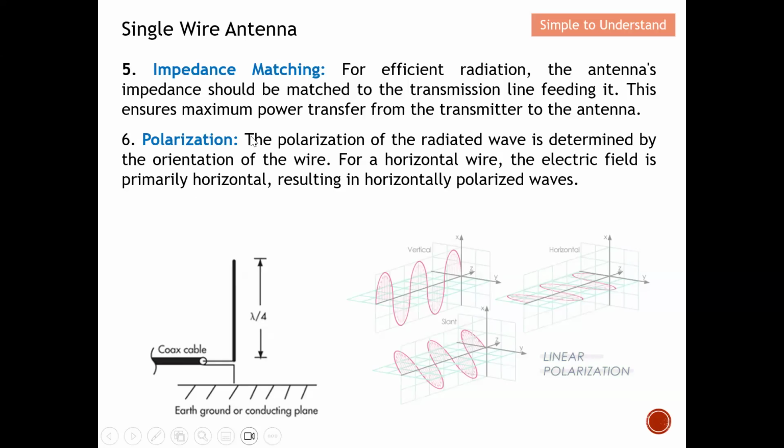Next, on the polarization: the polarization of the radiated wave is determined by the orientation of the wire. For example, when we have a horizontal wire, let's say this part here, the E field is primarily horizontal, which means this part. Therefore, they result in a horizontally polarized wave. So basically this is the meaning here, on the single wire.